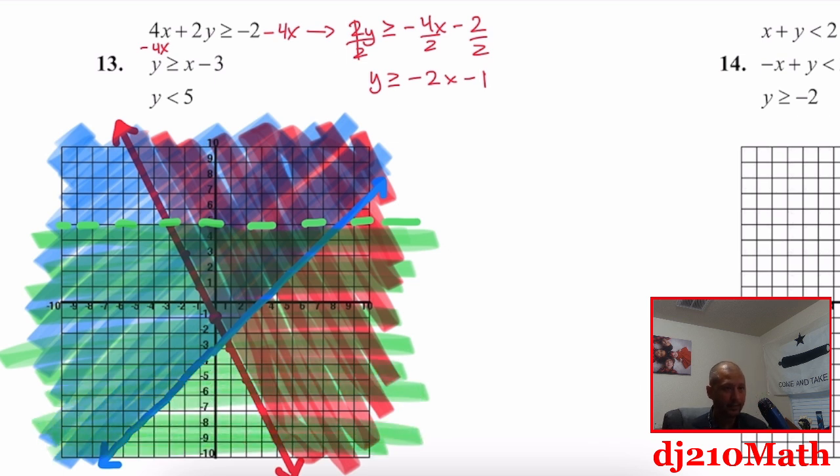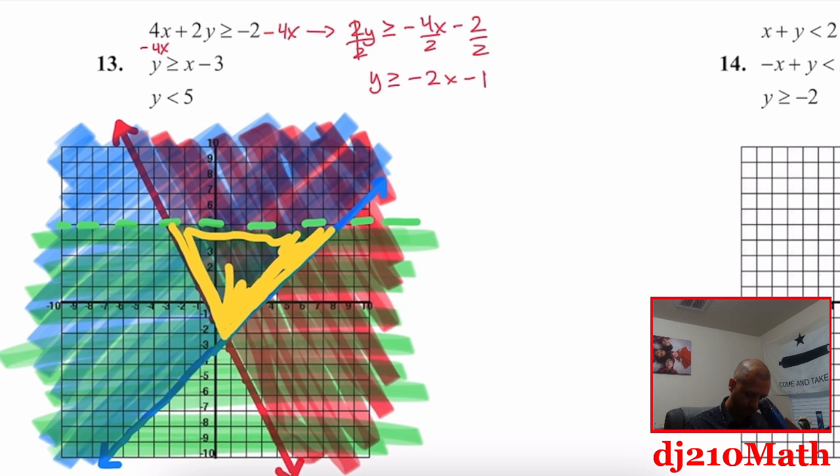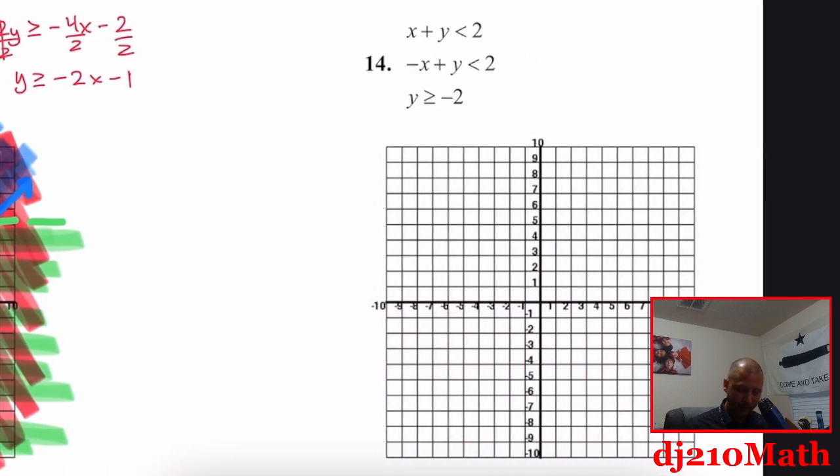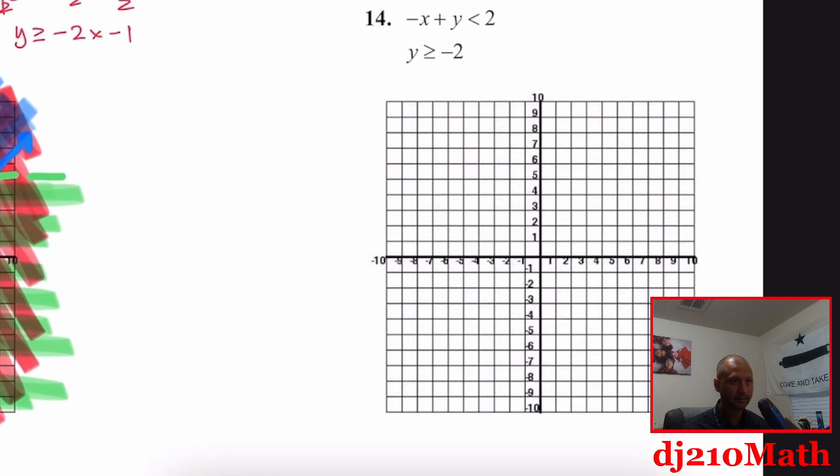So can we see the overlapping area? That's the question. The overlapping area is the solid line and then underneath the dash, not on the dash. So basically right here, not including the dash. There's the overlap. Right, let's go to the last one.